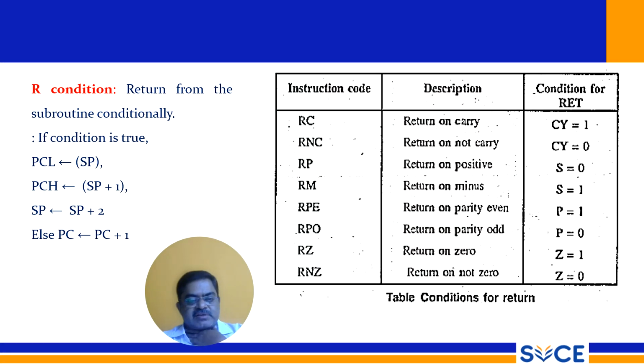So the return conditions are RC, RNC, RP, RM, RPE, RPO, RZ and RNZ. So these are the return conditions.